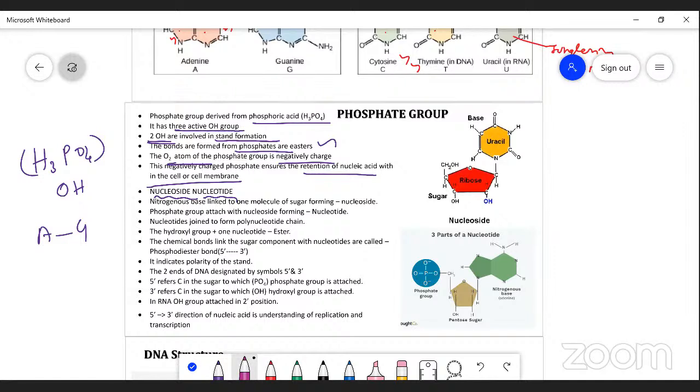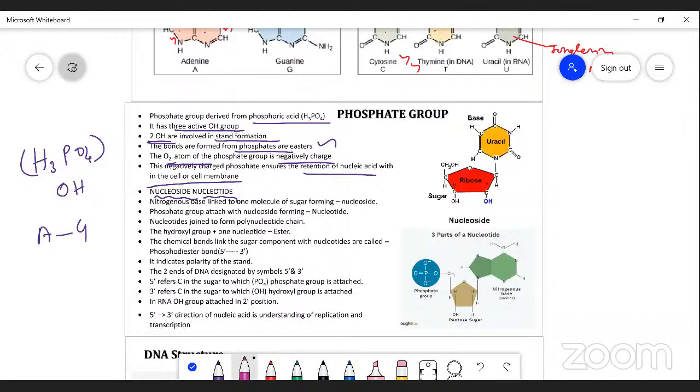The oxygen atom of the phosphate group always carries a negative charge. These are present in the cell as well as the cell membrane. So how are nucleosides and nucleotides formed? You know about the pentose sugar, the nitrogenous bases, and third, the phosphate. With the help of these three things only, the nucleoside and the nucleotide will form.